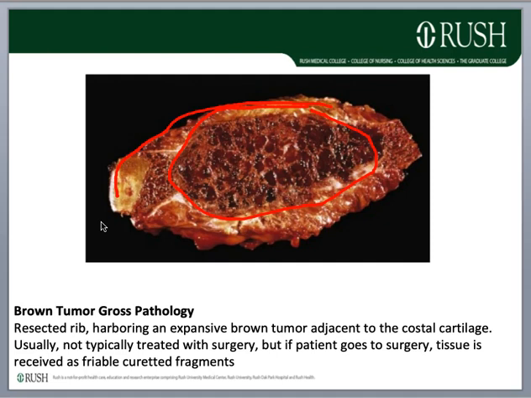These brown tumors are generally appreciated by imaging and not treated with surgery. If the patient does go to surgery, you usually don't get a resected fragment of bone. The surgeons generally core these areas out, and so we get in pathology a bunch of fragments like this, and then it's replaced or packed with normal bone from some other location.